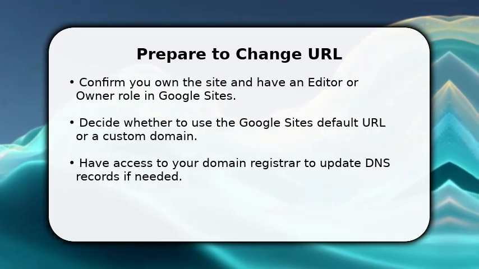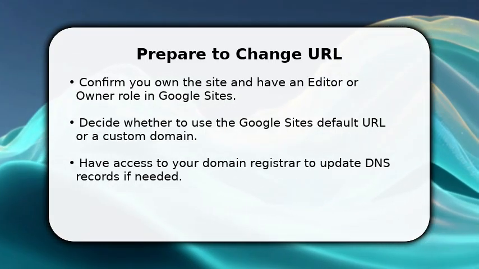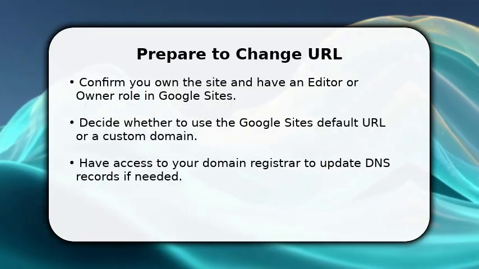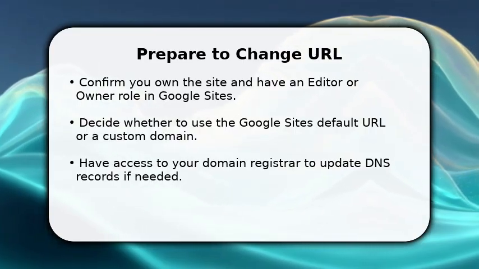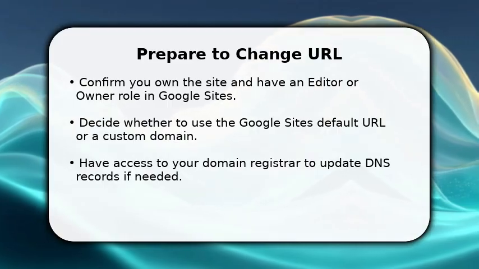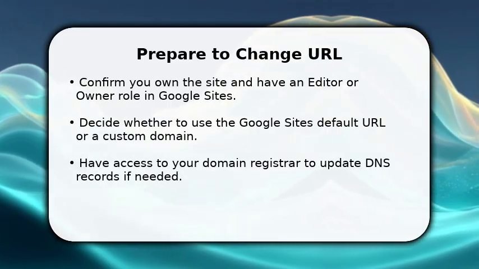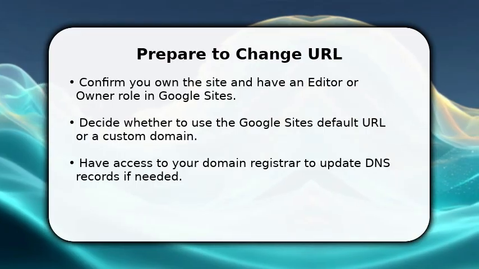Decide whether you will use the default sites.google.com URL, or a custom domain you own. If you choose a custom domain, prepare your domain registrar login and DNS access now. Note that changing a published site URL can affect bookmarks and search indexing later.